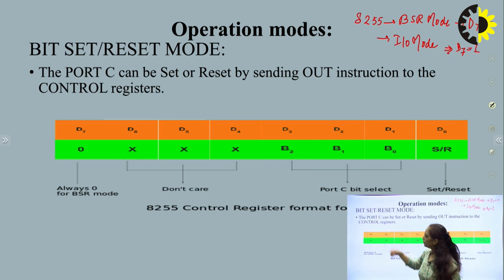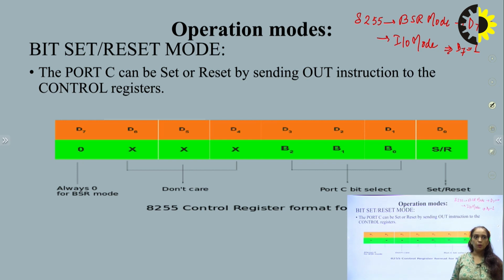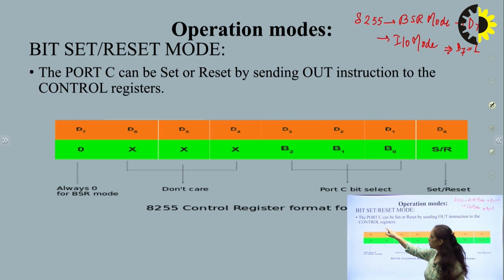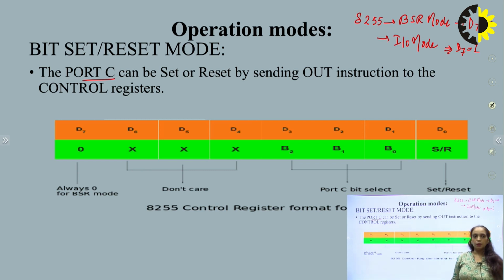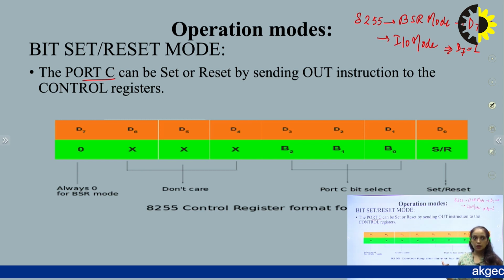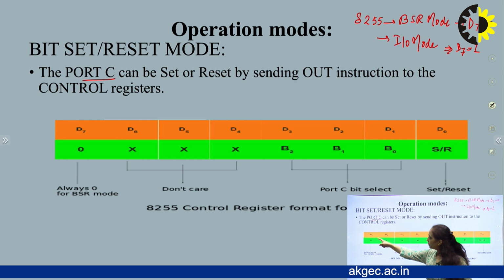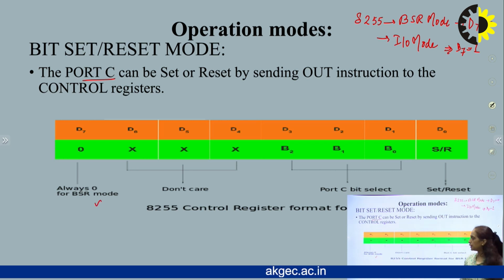So here in bit set reset mode, it is exclusively used for port C. No other ports are going to be used in this mode. We are going to set or reset bits of port C only. So this D7 bit will always be 0 so that we can work in BSR mode.